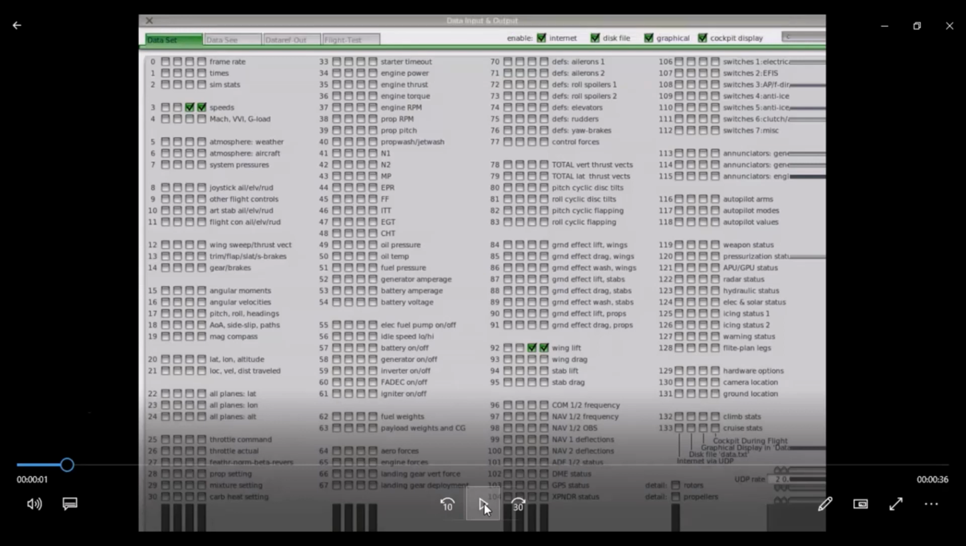In this lesson, we are going to talk about lift plus drag. There are going to be a total of 2 parts. Firstly, we are going to look at lift. In the dataset tab, we are ticking the last 2 boxes in line 3, which is speeds, and line 92, which is wing lift. Next, we are going in flight level before climbing for 3 seconds to measure airspeed and to see where the green arrows are.